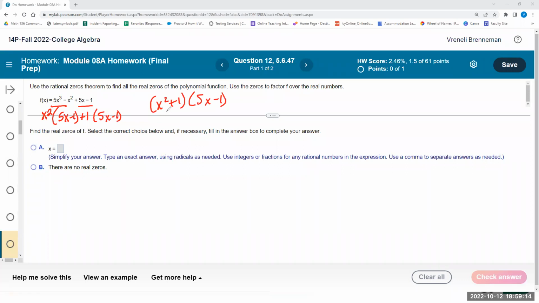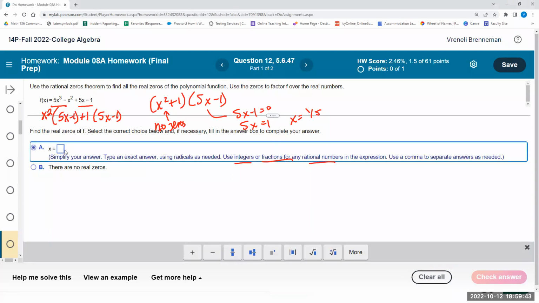The x squared plus 1: x squared plus something positive is never going to factor in the real numbers, so no zeros associated with that. The 5x minus 1, if I set that equal to 0, is 5x equals 1, so x equals 1/5. It says use integers or fractions for any rational number, so it does want the 1/5, not the decimal form. So we would have, yeah, 1/5.